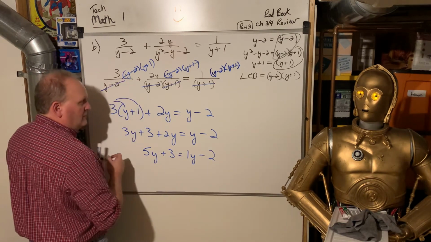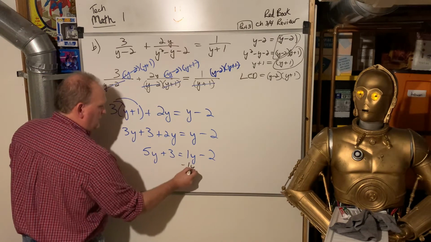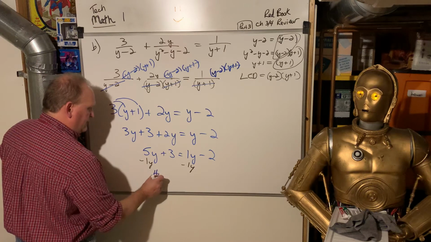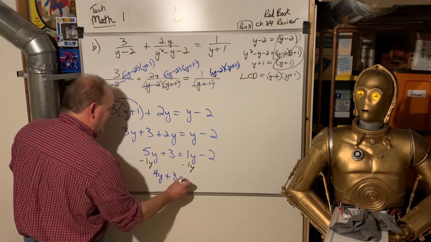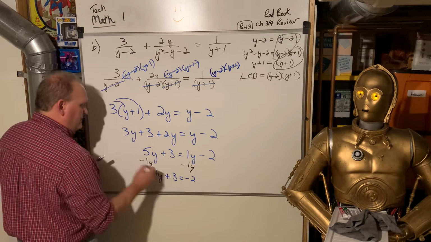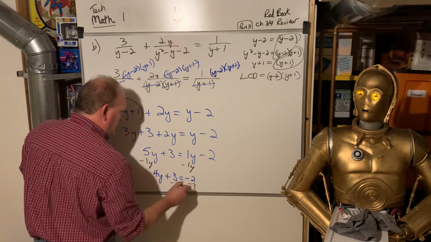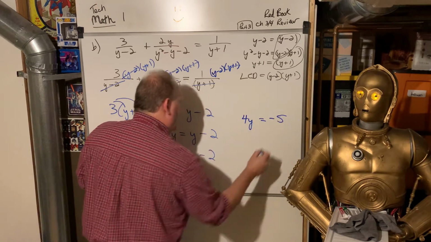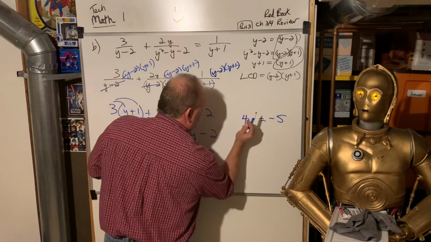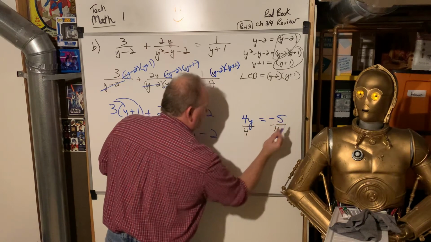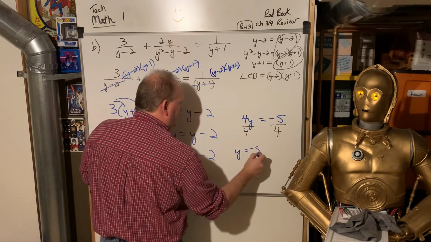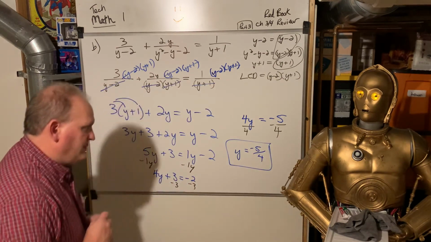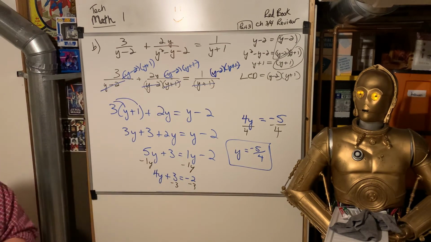And now I move the 1y over to this side, we get 4y plus 3 equals -2. Again, be careful, minus 3. I get 4y equals -5, and then I divide by 4. For my final answer, y equals -5/4. If you want to be fancy and write -1 and 1/4, you may, but you don't have to. You can just do it -5/4.